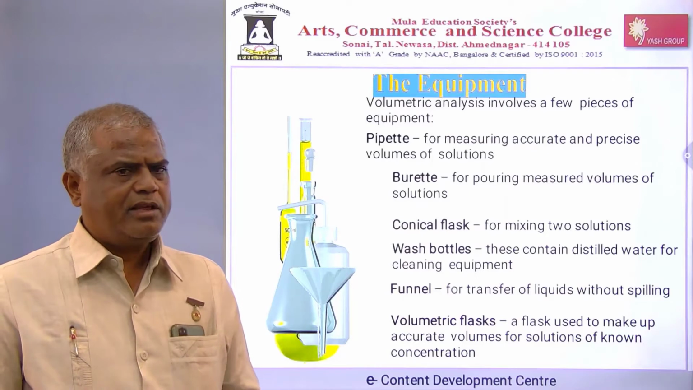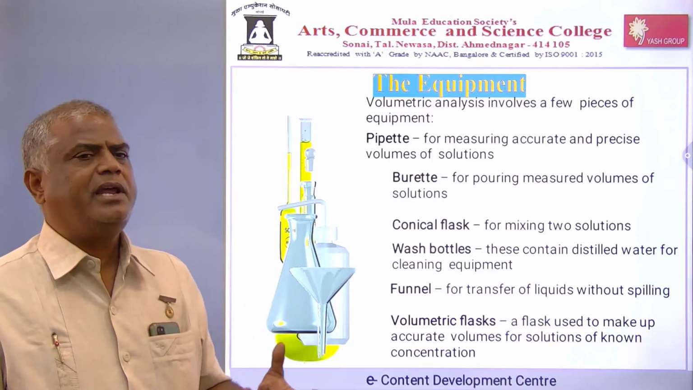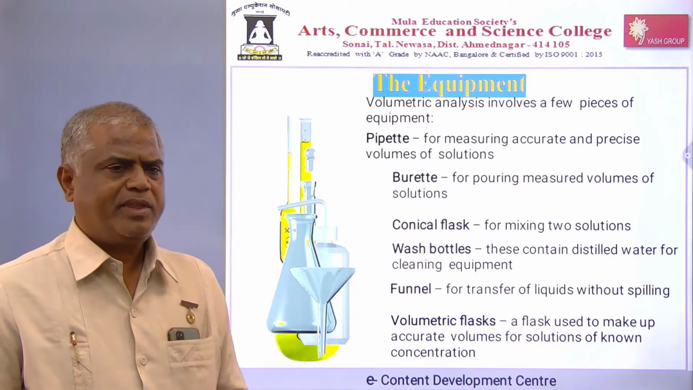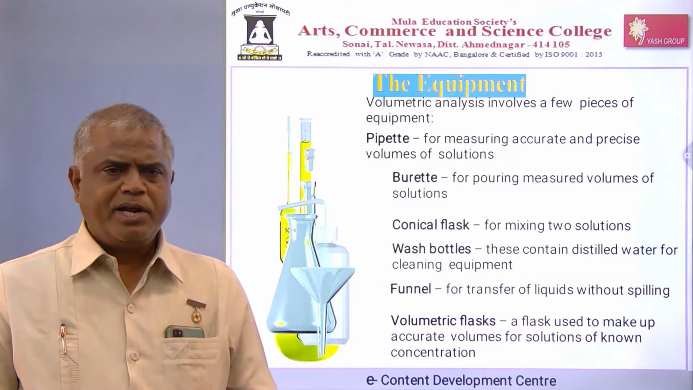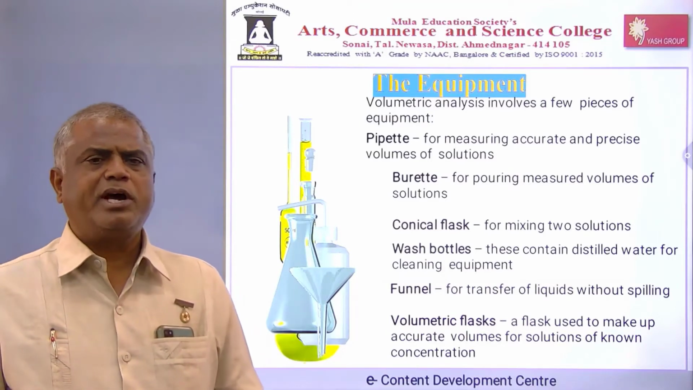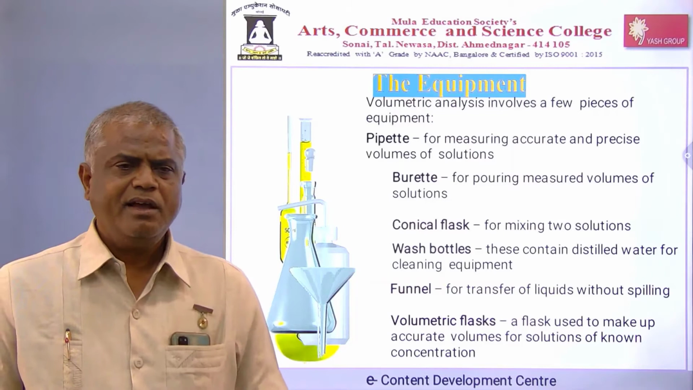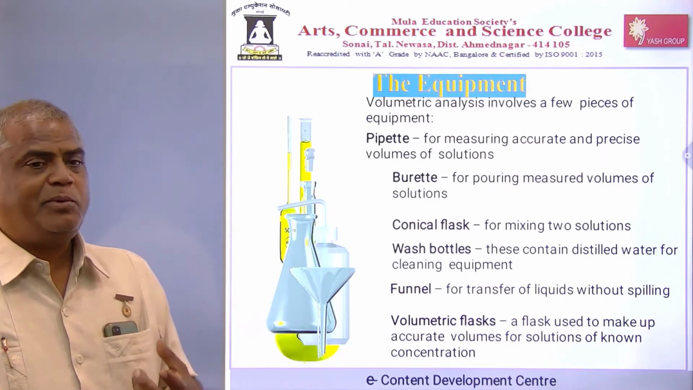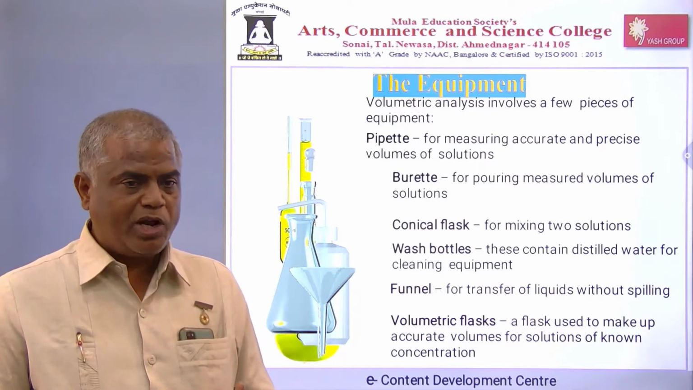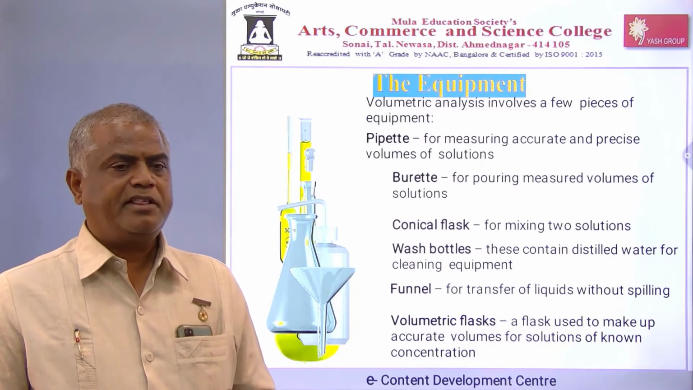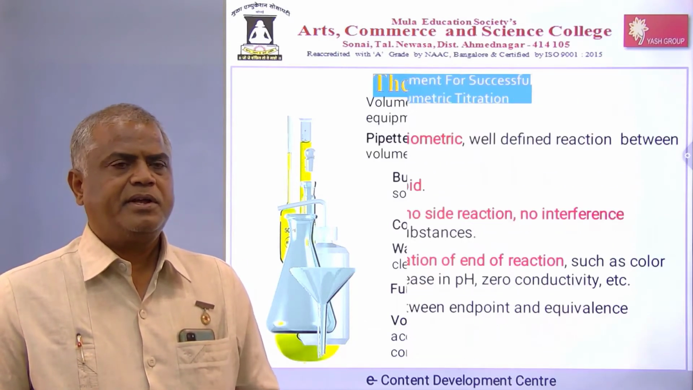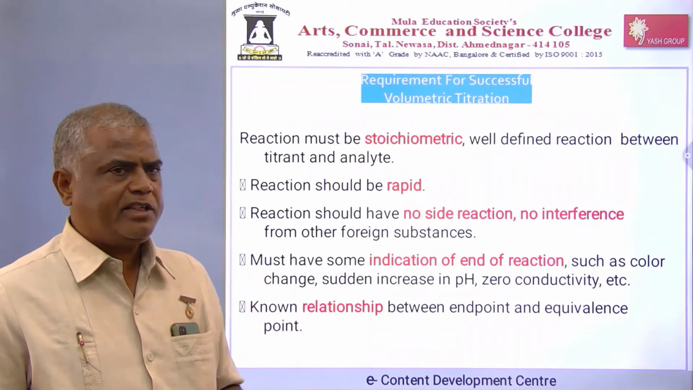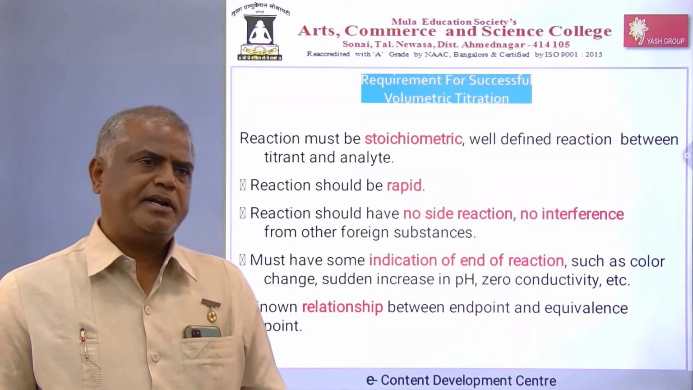Now wash bottles contain distilled water for cleaning the equipment. Now the funnel is used for transfer of liquids without spilling. Now the volumetric flask is used to make up accurate volumes of solution of exactly known concentration. Now the requirements for a successful volumetric titration.